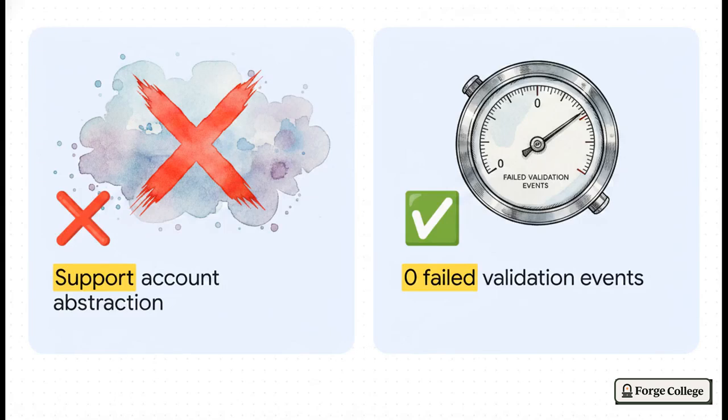So there is a massive difference between what we might want and what we can actually test. For instance, an objective like support account abstraction sounds amazing, right? But it's incredibly vague. And let's be real, developers hate vague requirements almost as much as they hate writing documentation. Instead, compare that to 0 nonce-related failed validation events. Now, that is a verifiable, concrete metric that a machine can actually check.